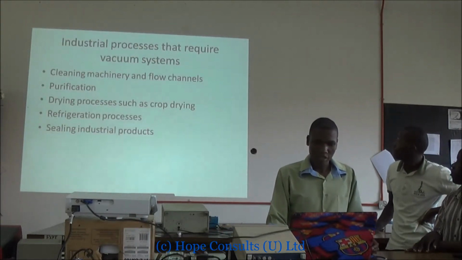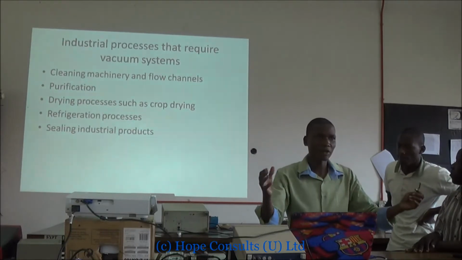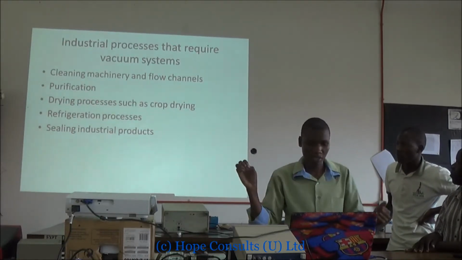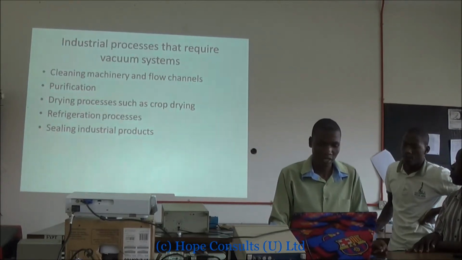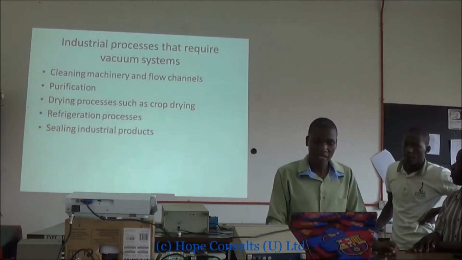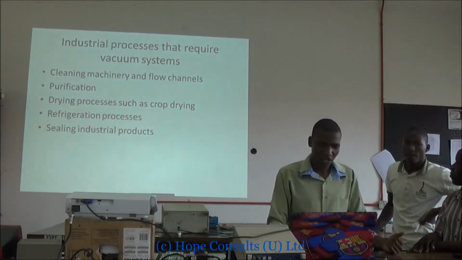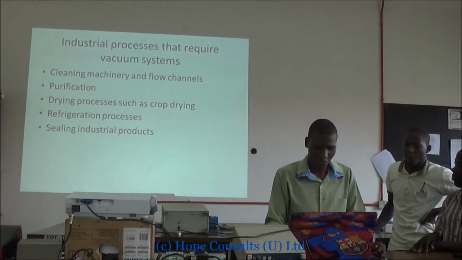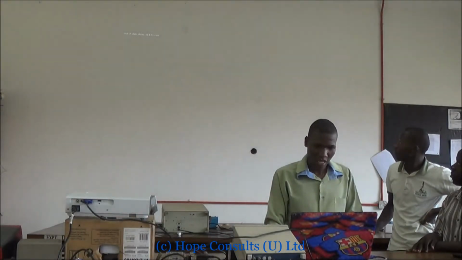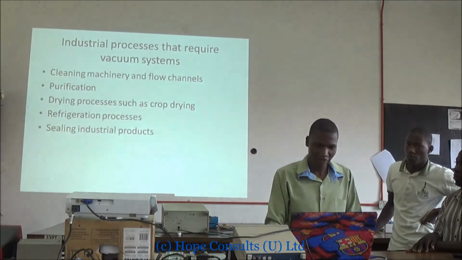Then industrial processes that require vacuum systems: cleaning machinery, purification. In order to remove a gas somewhere, you can just bring a vacuum and suck out that bad gas or bad smell out of a certain room. Then drying processes such as crop drying, you can also use vacuum. Refrigeration processes, sealing, this one is really self-explanatory. I think that's all.